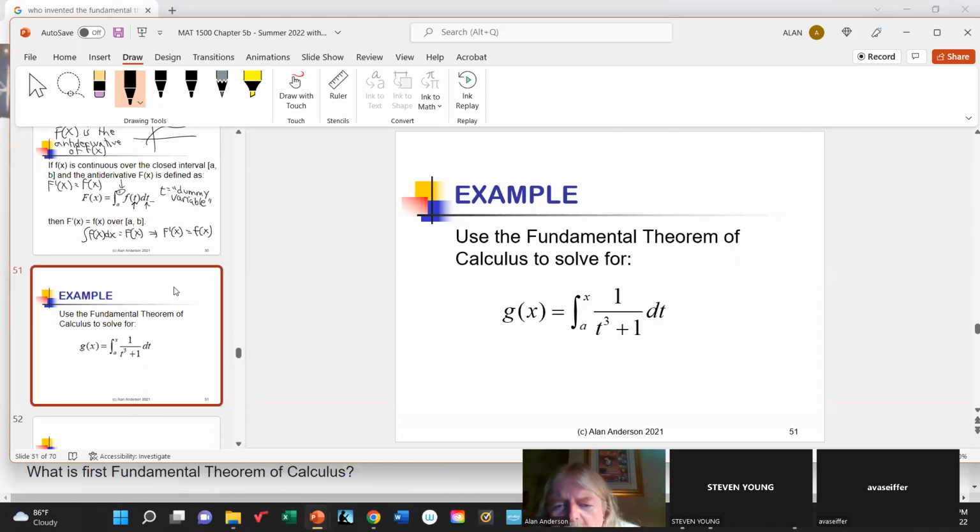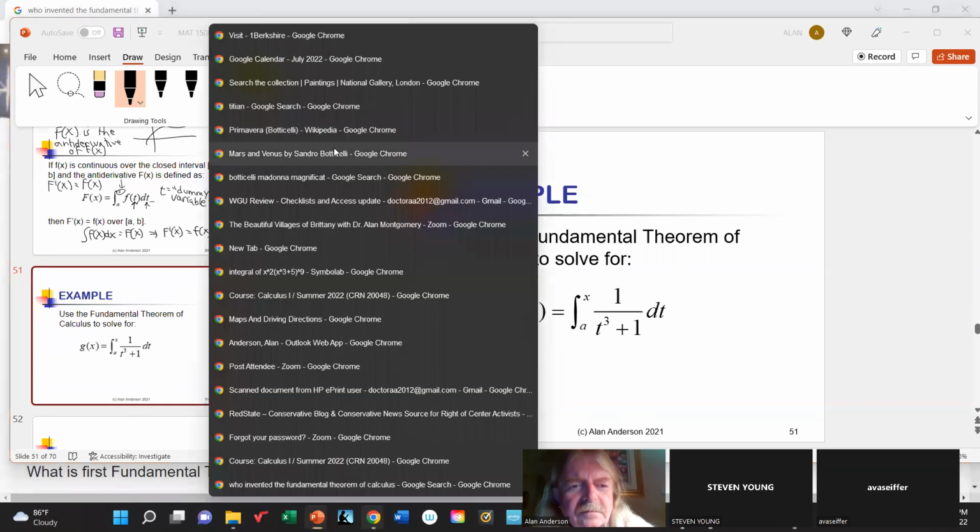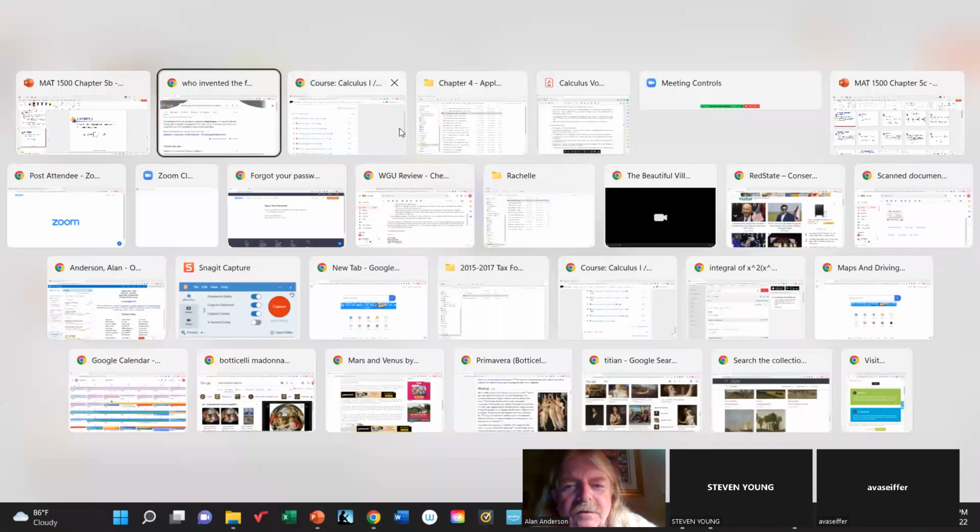Okay. All right, so we're trying to figure out the integral, where the limits of integration are from a to x, 1 over t cubed plus 1 dt. Now, just because we may want to visualize what this looks like, let's go take a look at Symbolab. Our old friend Symbolab, what would we do without it? Oh, I thought I might already have it opened.